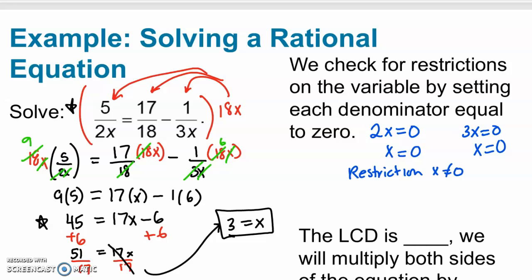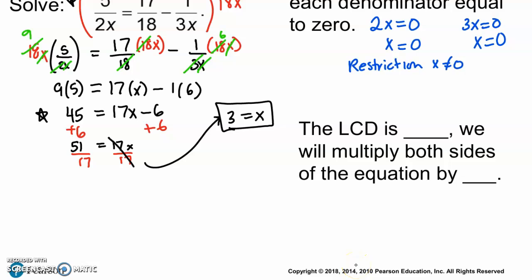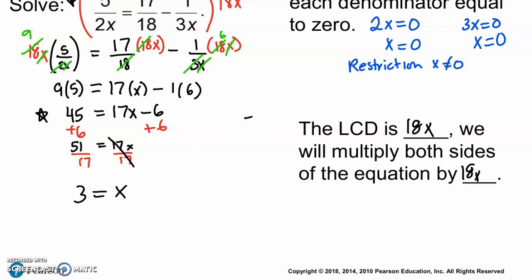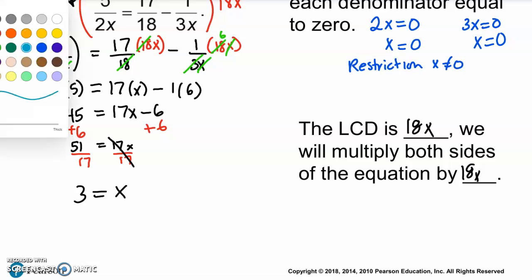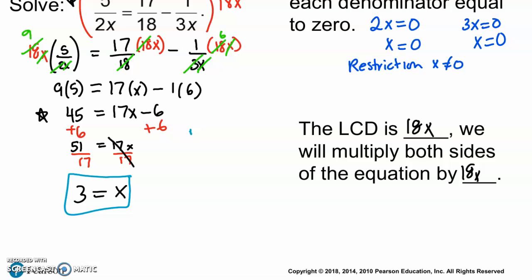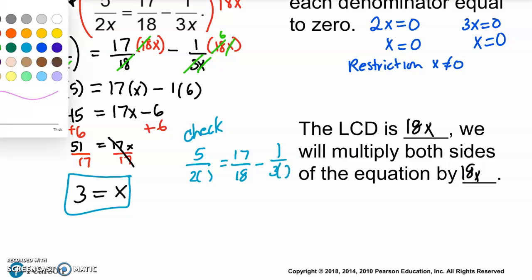So, filling in the blanks here, the least common denominator is 18x. We multiply both sides by 18x. And here I can just write this down here instead of putting it off to the side. And then that will give me room to do a check, because I want to check this proposed solution in my original. My original was 5 over 2x minus 17, or equals 17 over 18 minus 1 over 3x. So in place of the x, I'm going to plug in 3.